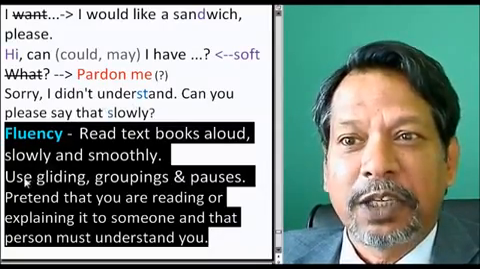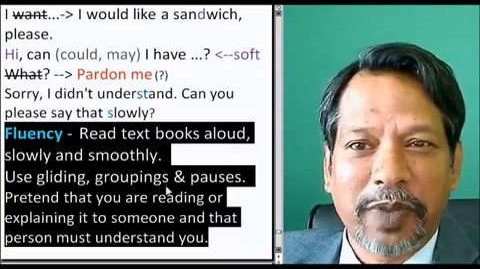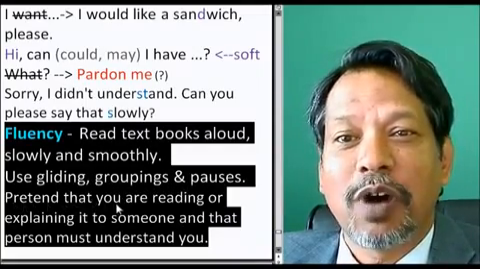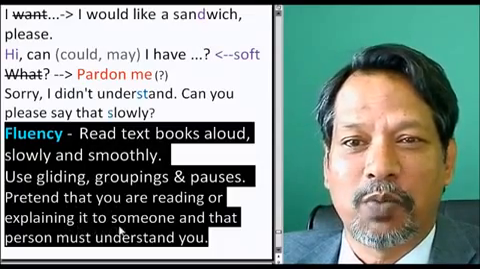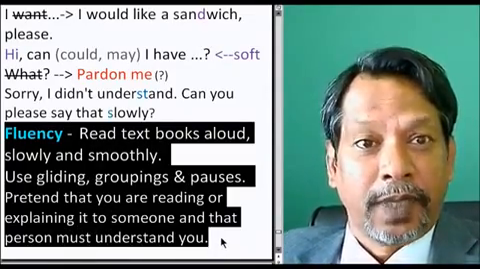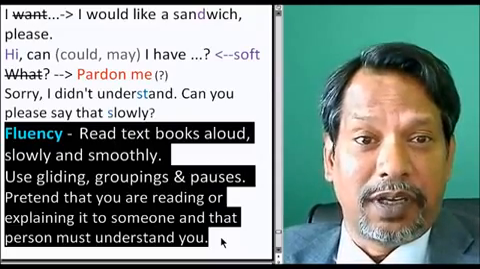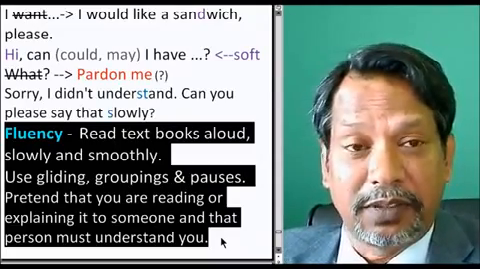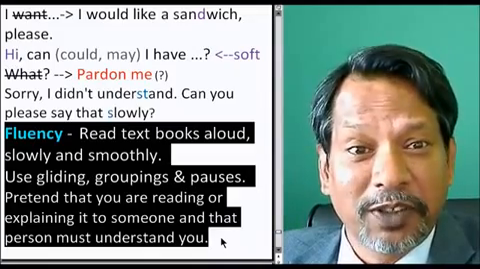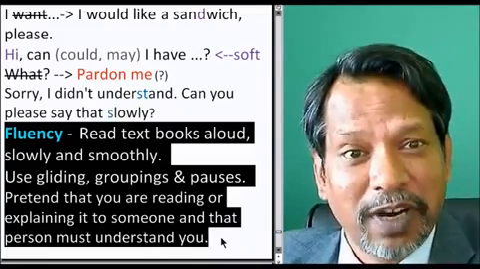Use gliding, groupings, and pauses. Pretend that you are reading and explaining it to someone, and that person must understand you. As if you're talking to somebody, trying to explain those things, and he or she has to understand. So you must speak slowly. This is how you read.